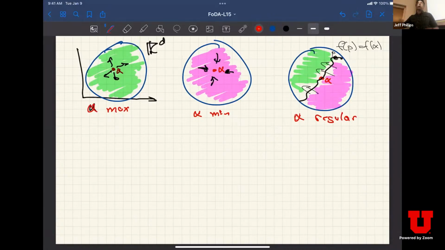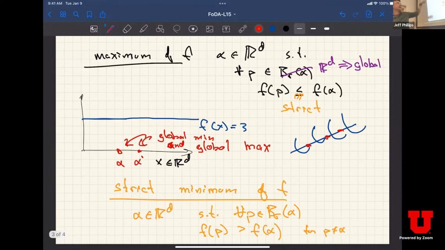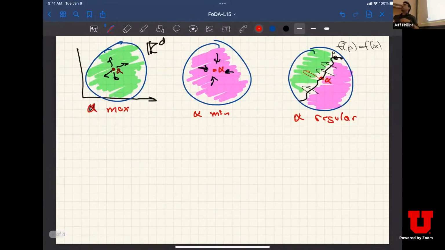Okay, almost all points you ever encounter are going to be regular points of the function. That's where the function value is decreasing in a certain direction, and ultimately we're going to want to find the direction where it's increasing from alpha. Okay, almost all points are like alpha. The maximum and the minimum, aside from special cases like this, are going to be extremely rare. And in most cases, numerically, we can almost never exactly find alpha min or alpha max.